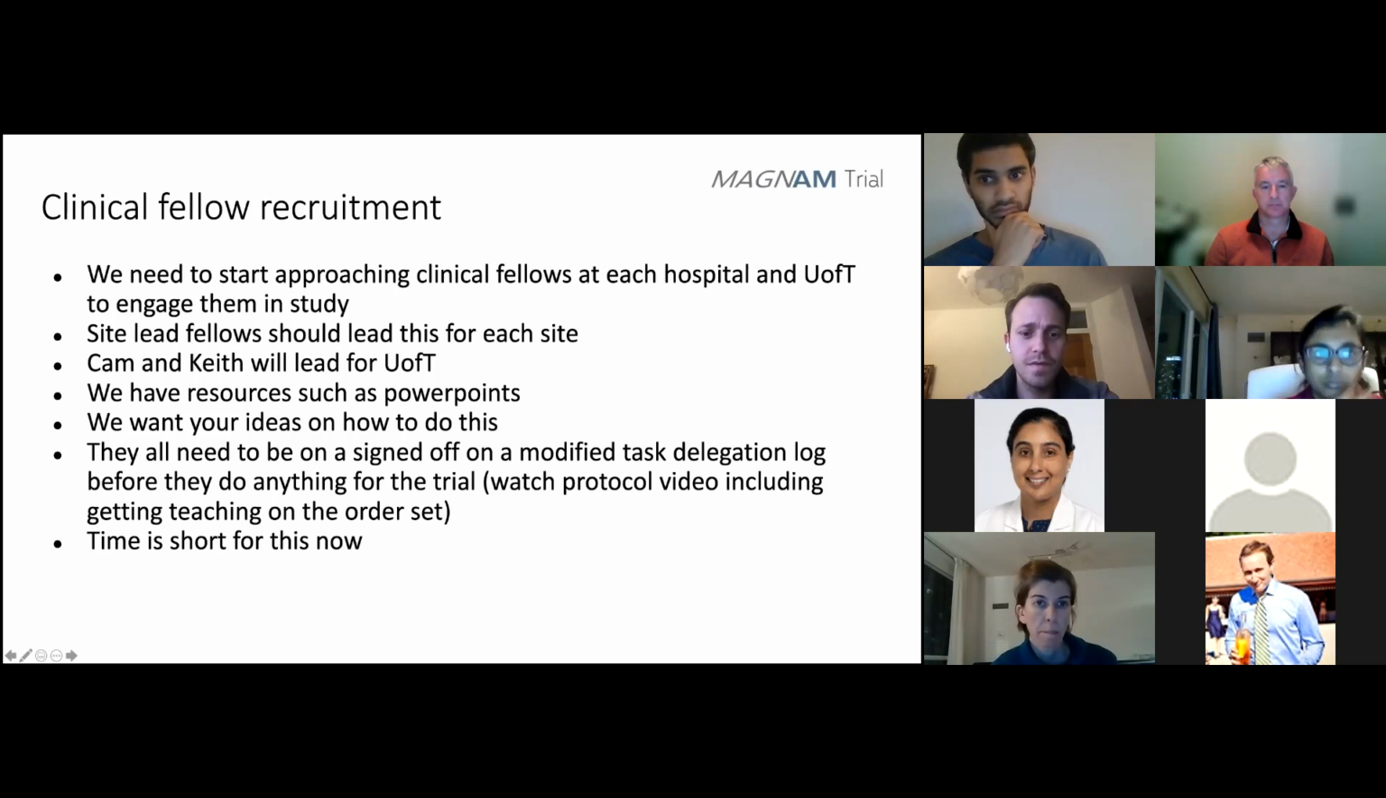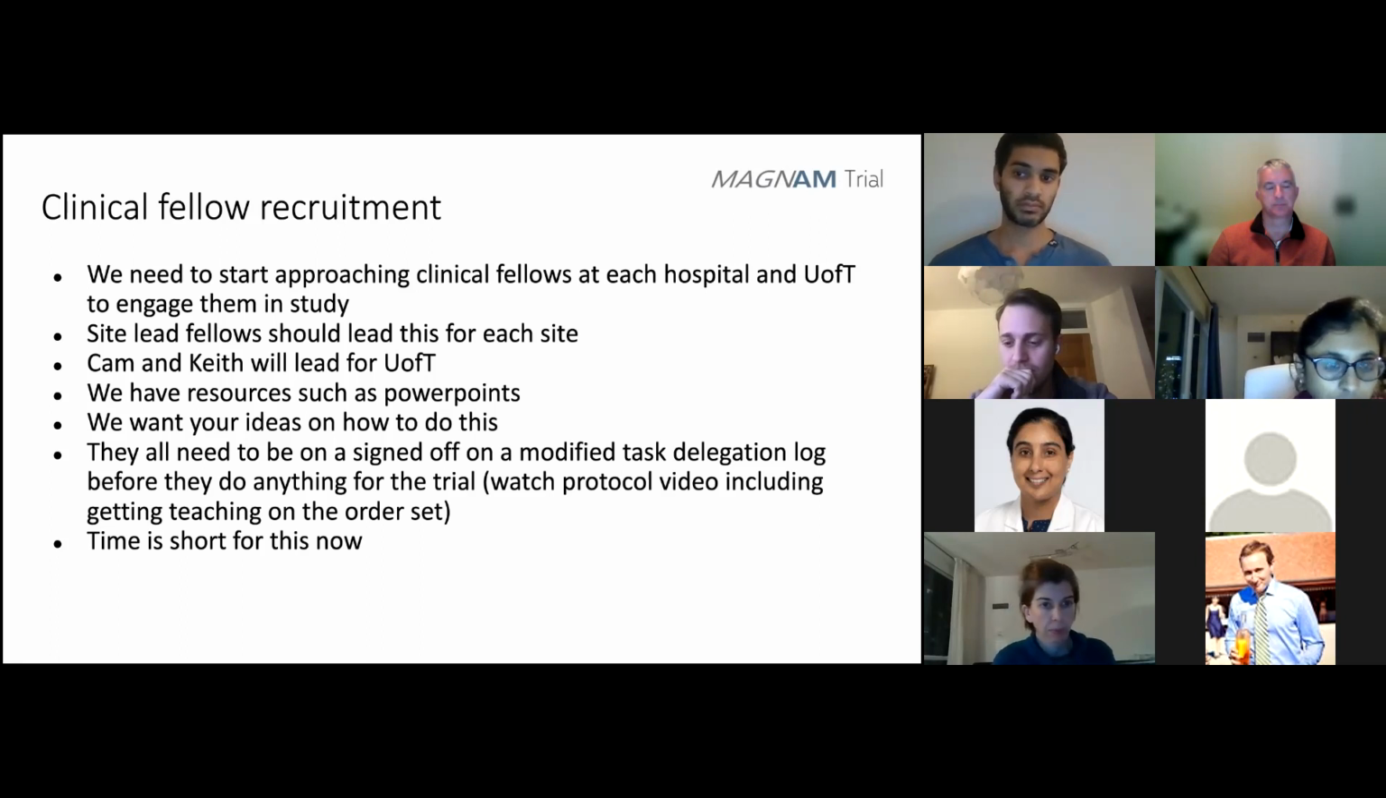What dropout rate are you anticipating? What do you mean by dropout, Stefan? Because people are going to be randomized before getting consent, right? So how many people do we think are going to have consent withdrawn once they're randomized?